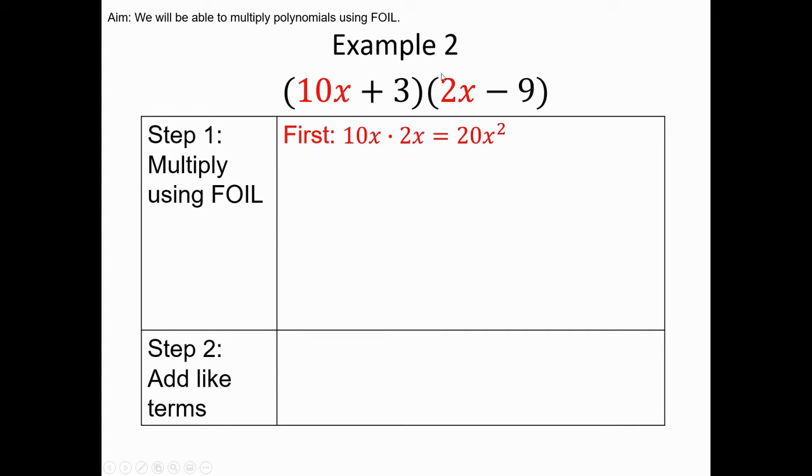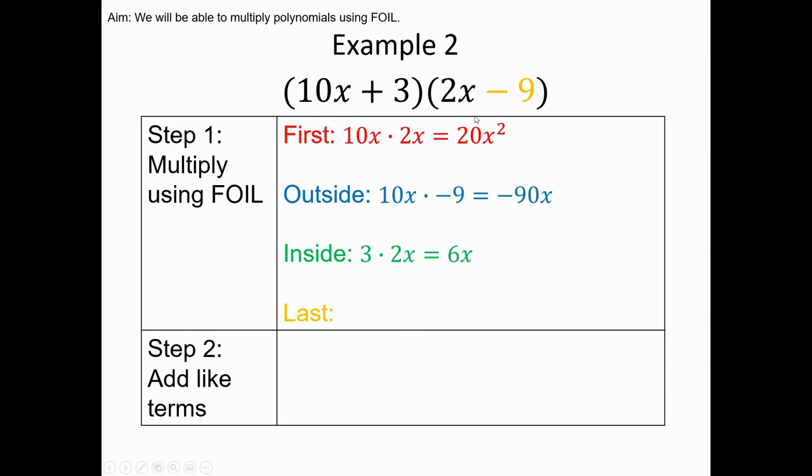Now, we do first is for F, O is for outside. So we do 10x times -9. 10 times -9 is -90. There we go. That's our outside right there. Next, I, which is for inside. And that's for our two inside ones. I don't know why the coloring is just not working today. That's kind of weird. Anyways, 3 times 2x, those are the inside ones. 3 times 2x is 6x, okay. And then we do last, which is -9 and this 3 right here. 3 times -9 is -27.